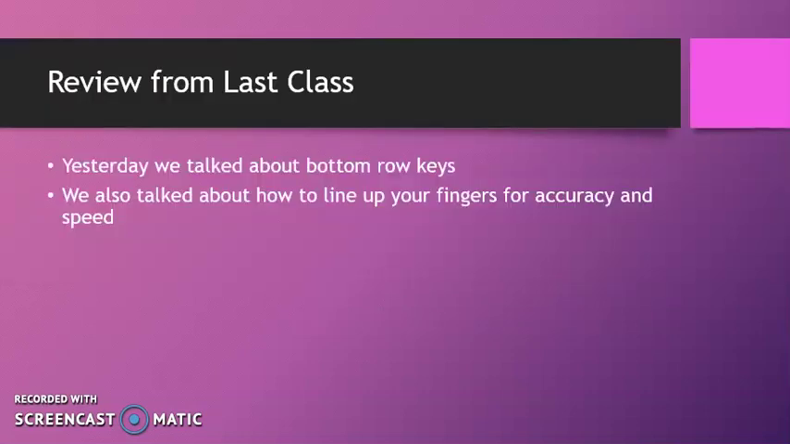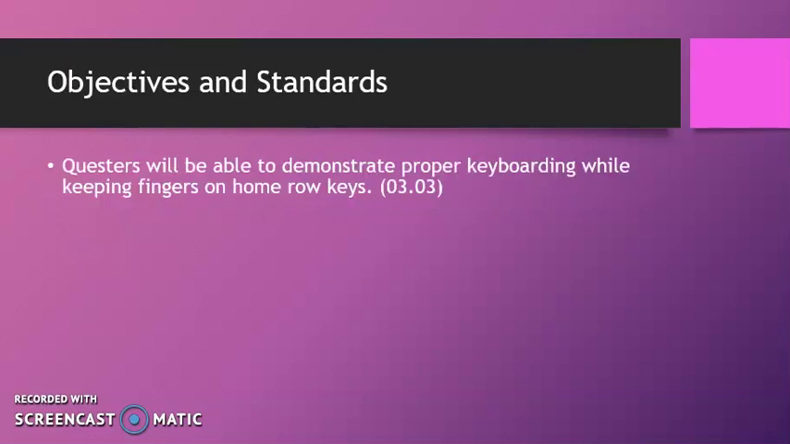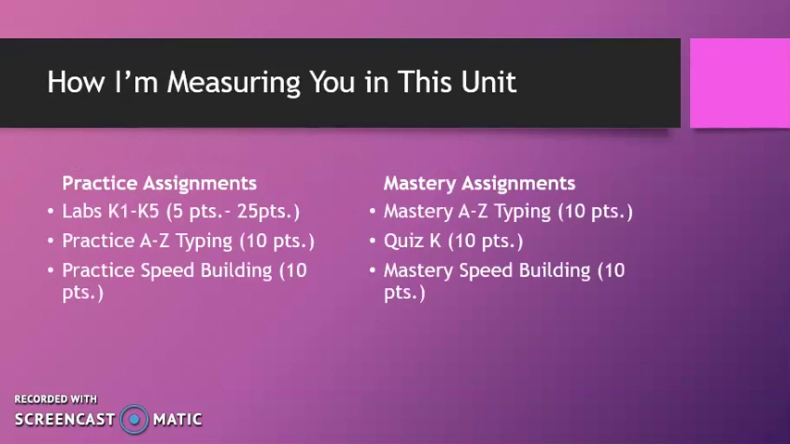So last class we talked about the bottom row keys and how we can use our fingers in the placement on home row in order to reach the bottom row, which I find to be one of the more challenging rows to type. What we'll be talking about here is, again, the same standard we've been working on this entire time. Students are going to be able to demonstrate proper keyboarding while keeping their fingers on the home row keys. That's really the main goal here.